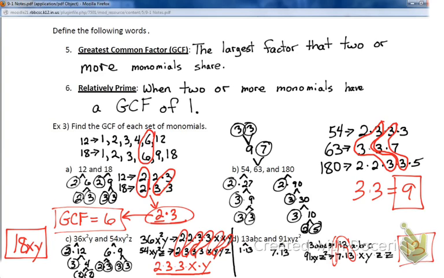So that's all we're doing for this section, and really this section is just kind of a lead-in to the next sections. You really have to be able to find GCFs in order to do the rest of this chapter. GCF is kind of the key to this whole chapter. So, all right, go ahead and start on your homework.